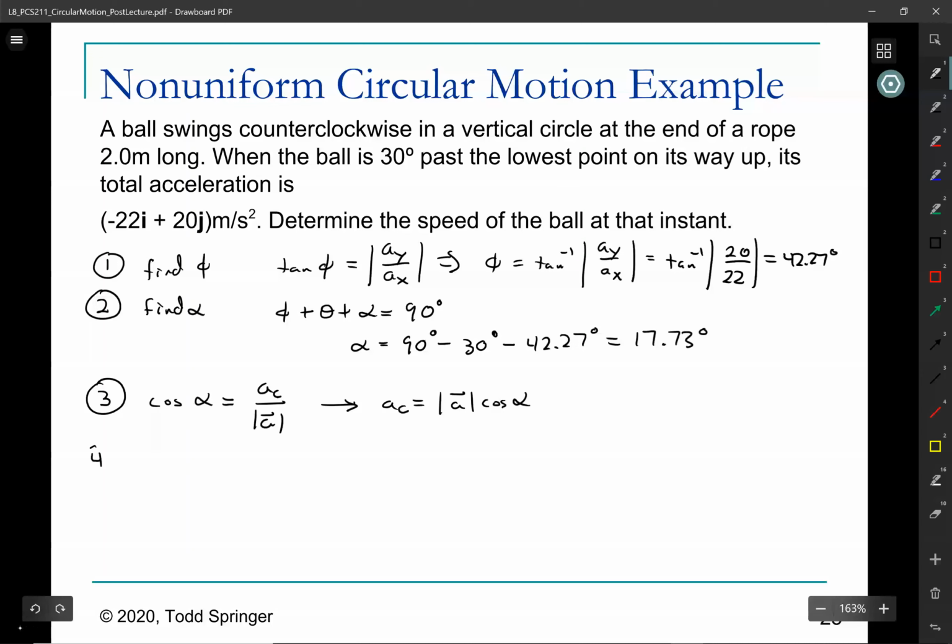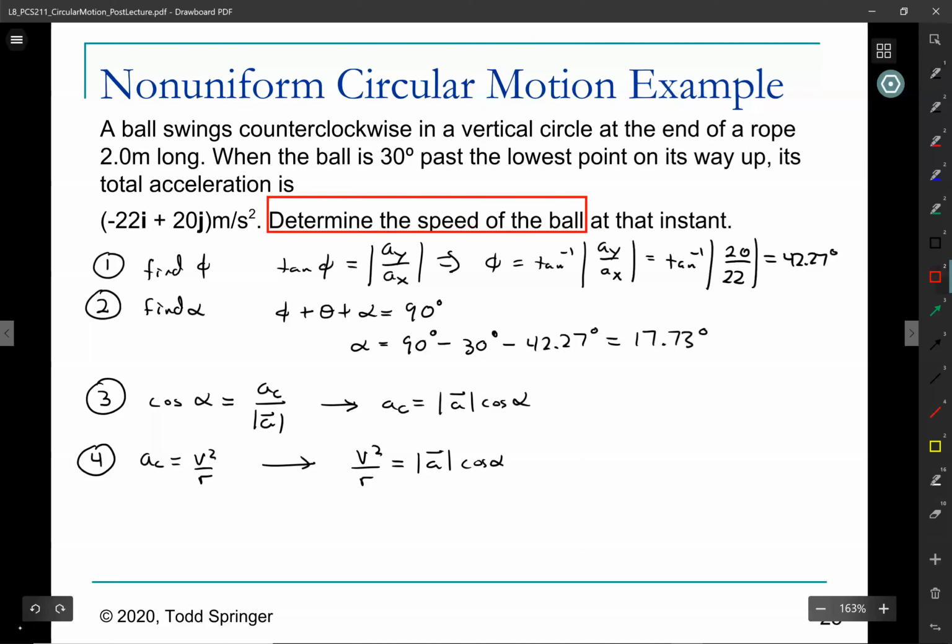Finally, I'm going to use AC as v squared over r. So let's plug that in here. V squared over r is equal to the magnitude of A times the cosine of alpha. What am I trying to find? Determine the speed of the ball at that instant. So I'm trying to find v. So let's solve it for v. V is equal to the square root of r times the magnitude A times the cosine of alpha.